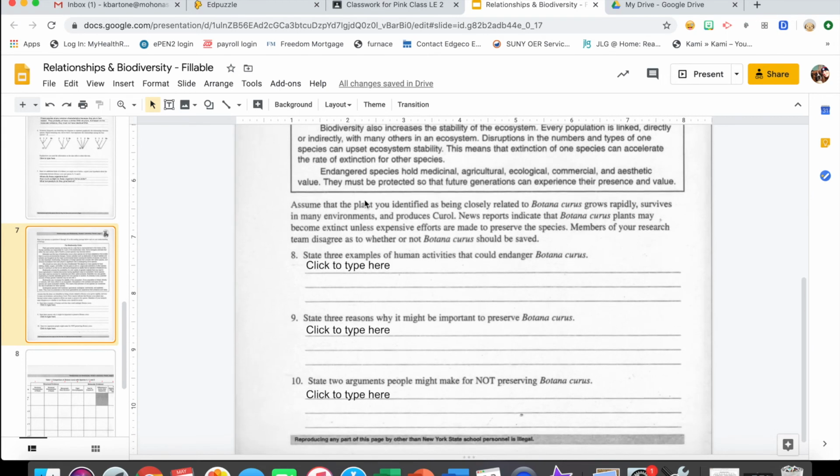So, assume that the plant you identified as being closely related to Botanicurus grows rapidly, survives in many environments, and produces cure-all. News reports indicate that Botanicurus plants may become extinct unless expensive efforts are made to preserve the species. Members of your research team disagree as to whether or not Botanicurus should be saved. So again, remember from way back at the beginning, Botanicurus is not growing very quickly, and it's not extinct yet, but it is definitely getting endangered, so they're running out of it. So it says, state 3 examples of human activities that could endanger Botanicurus.